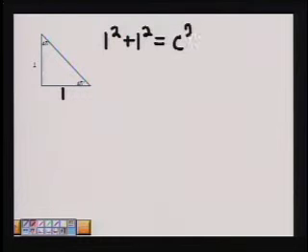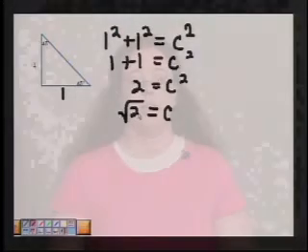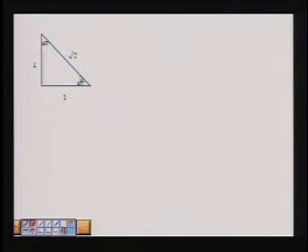Now we can use the Pythagorean theorem to find the hypotenuse. 1 squared plus 1 squared equals the hypotenuse squared. Let's just call it c. So 1 plus 1 equals c squared. So if 2 equals c squared, then c is the square root of 2. Now let's find the values of sine, cosine, and tangent for the angles in our 45-45-90 triangle. If we focus on this 45-degree angle, then this is the side opposite that angle, and this is the adjacent.